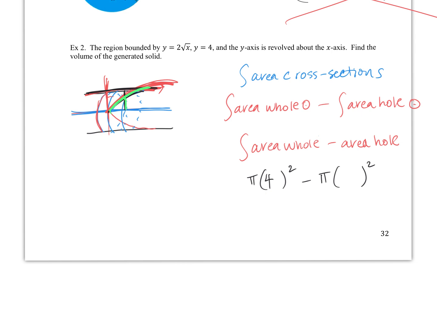And what would be the radius of my lower function? It's just the function. So the function was, like you said, 2 root x. Yep. Pi r squared. That's the area of the whole minus the area of the HOLE. We're going to integrate that. We need to know from where to where.